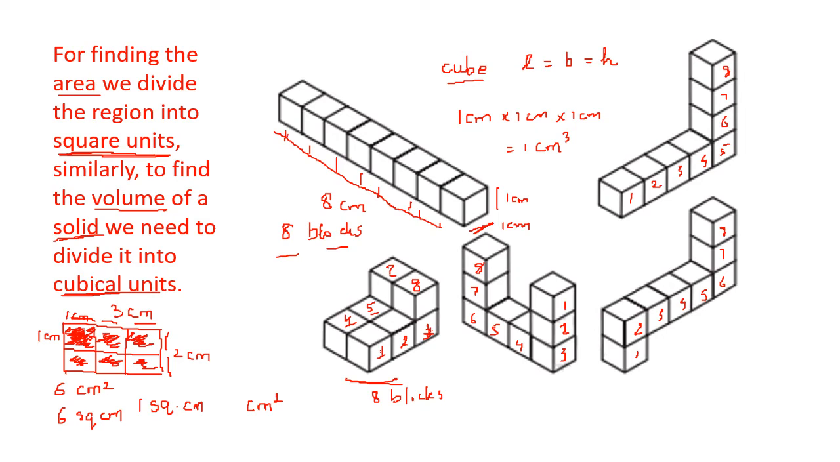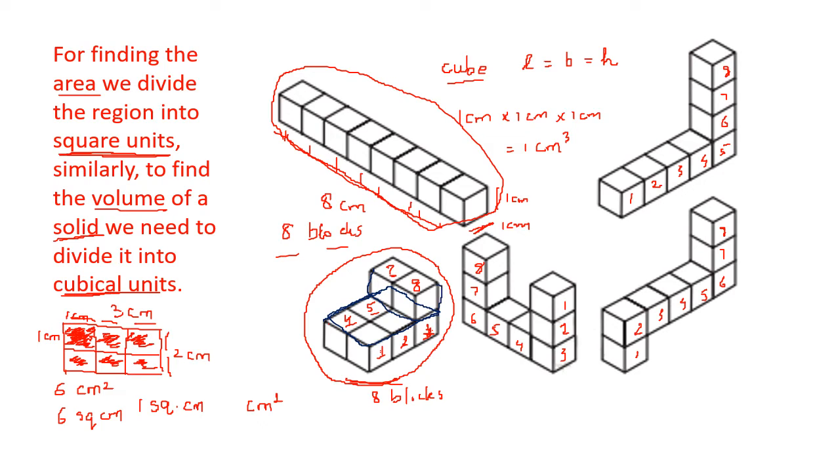Now this shape, the first one, forms a cuboid. This one is a different shape but you can say it is a larger cuboid: the cuboid below made up of 6 blocks and a cuboid on the top made up of 2 blocks. So how is it divided? A cuboid of 6 blocks below and a cuboid of 2 blocks.